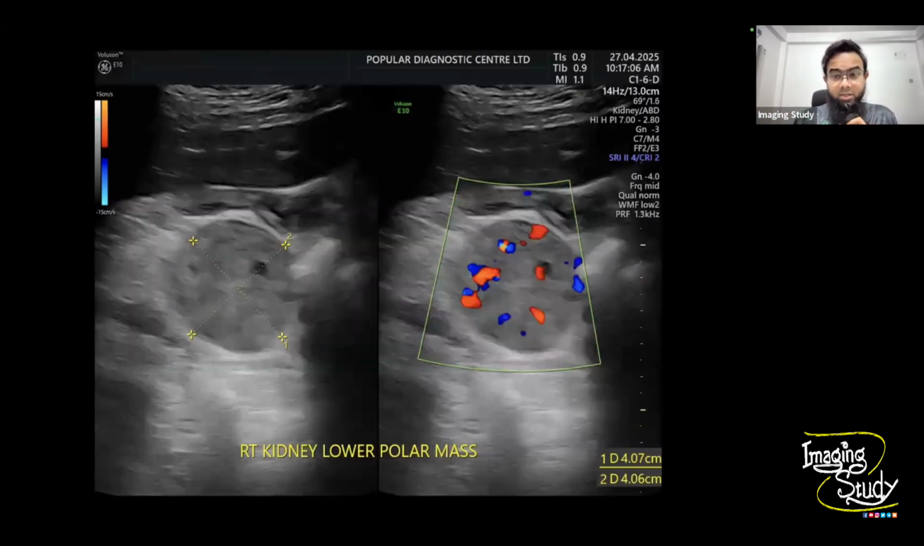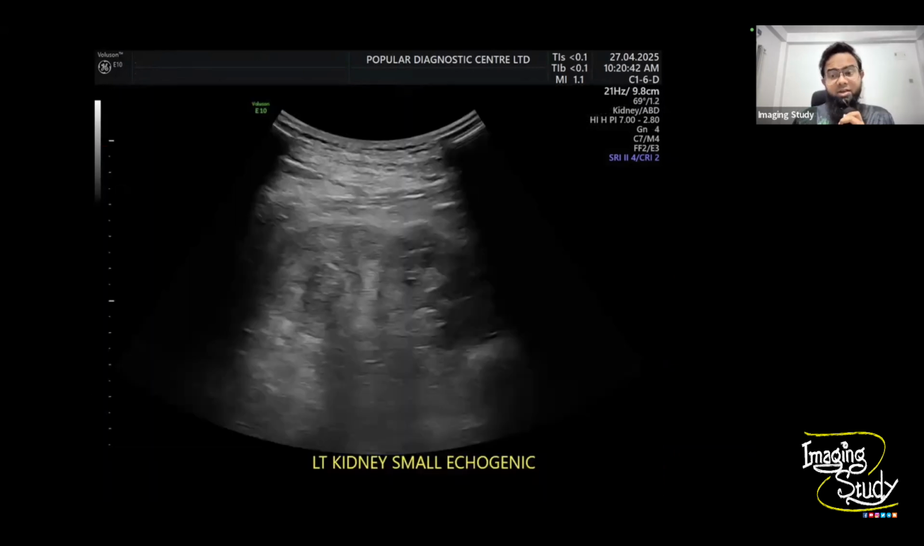Okay, so this one is just near a blood vessel here. You can see the mass is around 4 centimeters, and it's quite a round mass with a good amount of vascularity, which is not a good finding for us. The left kidney was also small and very echogenic, and there is loss of corticomedullary differentiation.